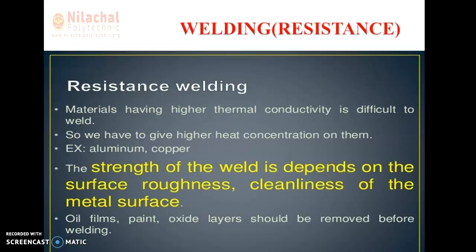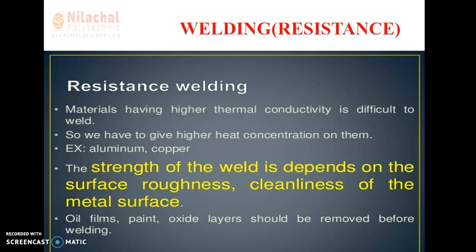Some more points in the resistance welding process. Material having higher thermal conductivity is difficult to weld in resistance welding. You learn about different types of materials in material science. Those materials which have higher thermal conductivity are difficult to weld, so we have to give higher heat concentration on them. For example, you can take non-ferrous materials like aluminium and copper.